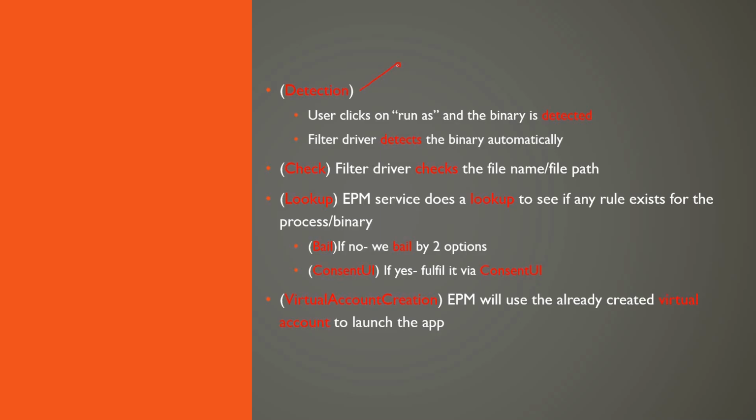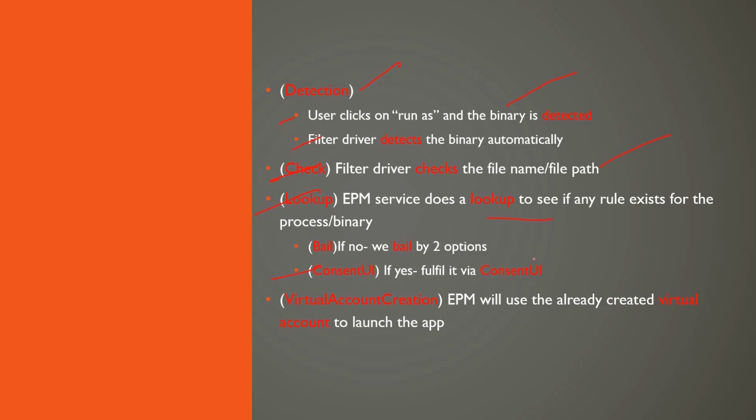Okay, so again, a summary of what we saw in the diagram. The first thing that is happening is detection. The operating system has to detect whether a whitelisted application is running or whether an unwhitelisted application, if that's the right word, is running. So the user can either click on run as and the binary is detected, or the filter driver detects it automatically because the user has not voluntarily clicked on an application and run it, but some other application has made a call. Now the filter driver is going to check the file name and the path. Now the EPM service is going to look up to see if there is any rule that exists for the application that the end user has launched.